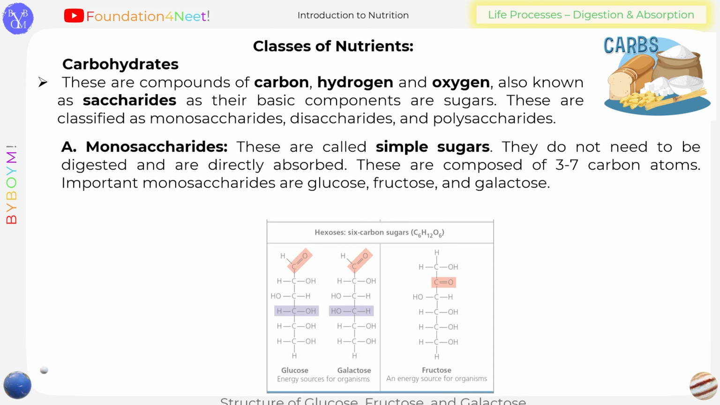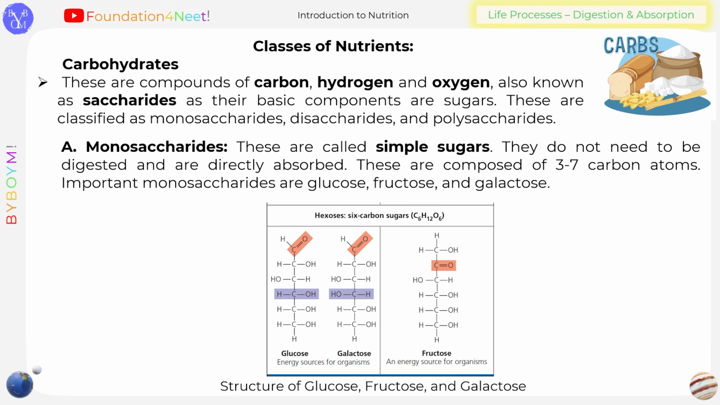They are composed of 3 to 7 carbon atoms. So in front of you, you can see the structure of glucose, galactose and fructose. All are hexoses because they are composed of 6 carbon atoms. Important monosaccharides: glucose, fructose and galactose.